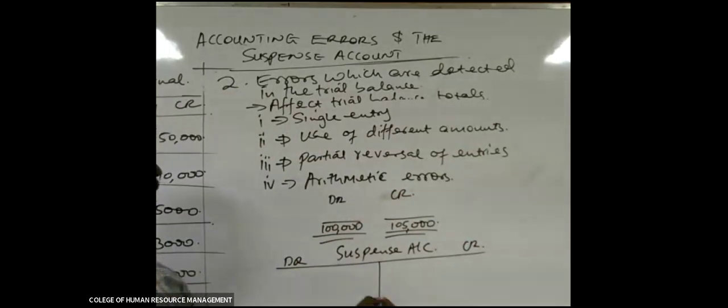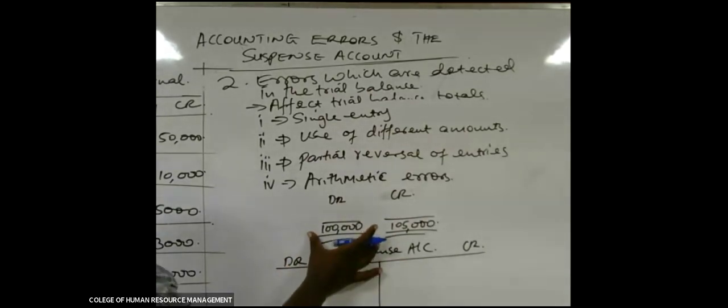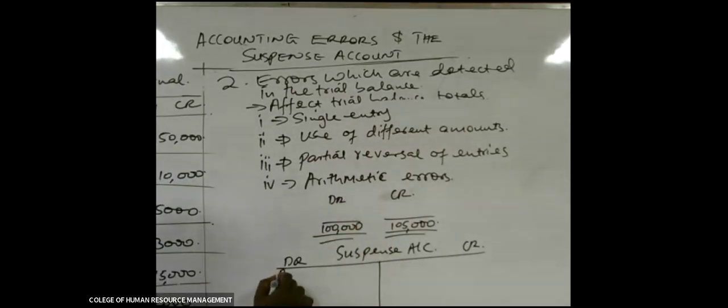A suspense account is a simple T account. That's why we call it the accounting errors and the suspense account. In the suspense account, you'll come here and ask yourself, 100, 105,000. So this side is having less. The side where we have got less total, that is where we put the difference.